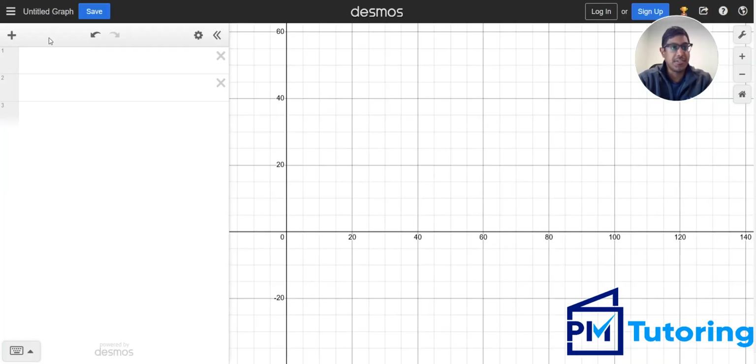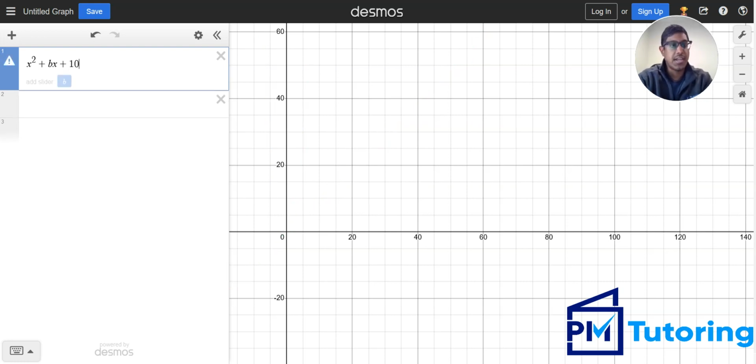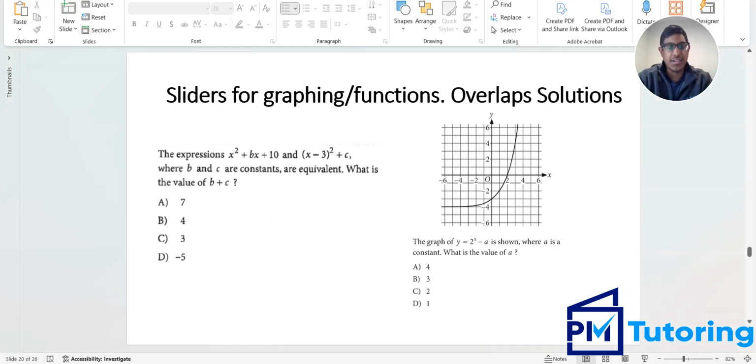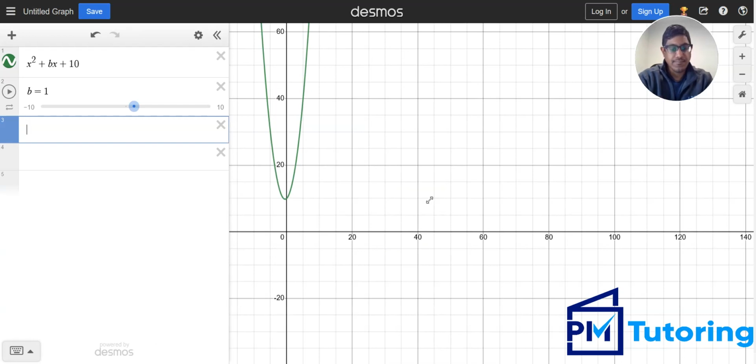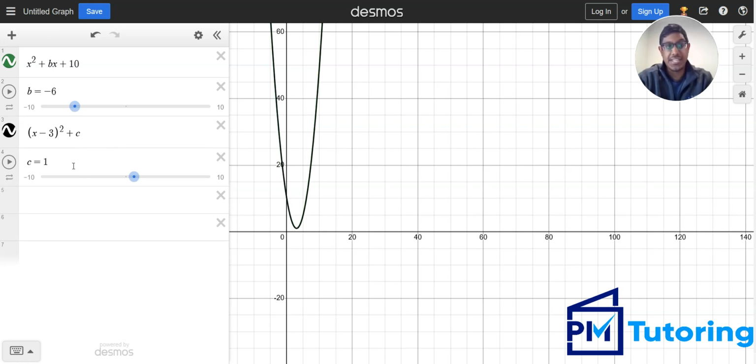So we have x squared plus bx plus 10, and then we have x minus 3 squared plus c. So we have another slider there, right? And we can play around with these, try to get them right on top of each other. And there we go over there. Didn't even have to play around with c. b equals -6, c equals 1.